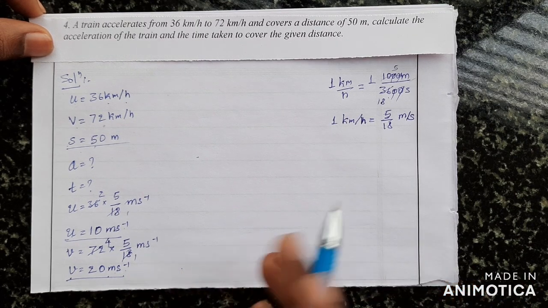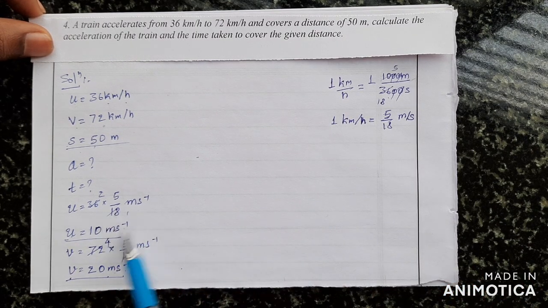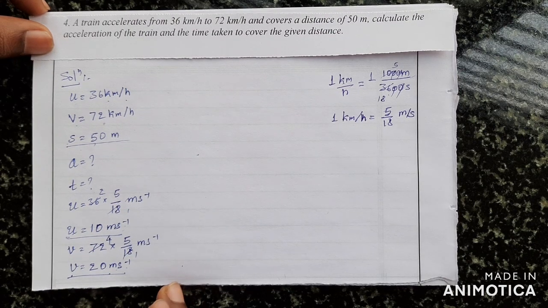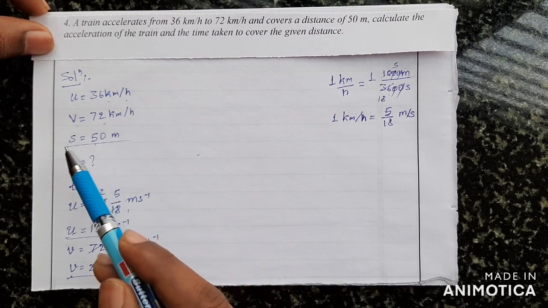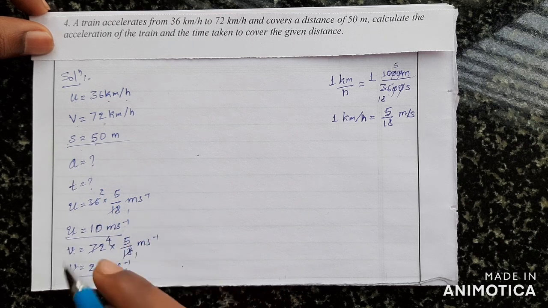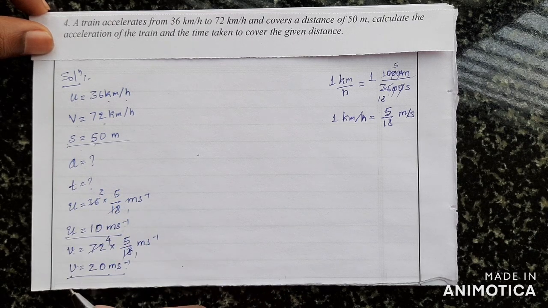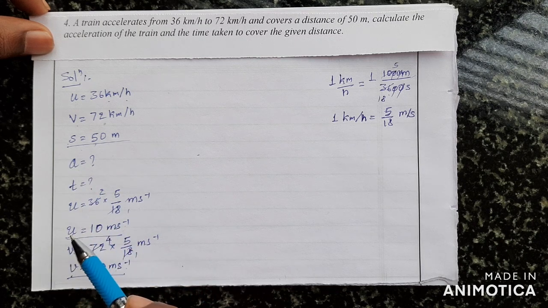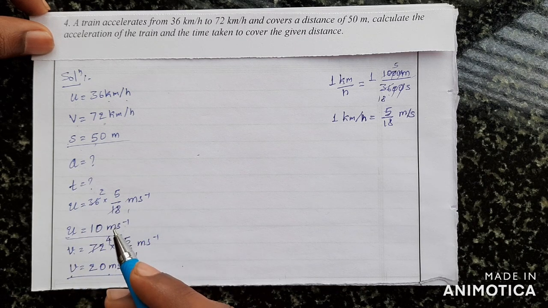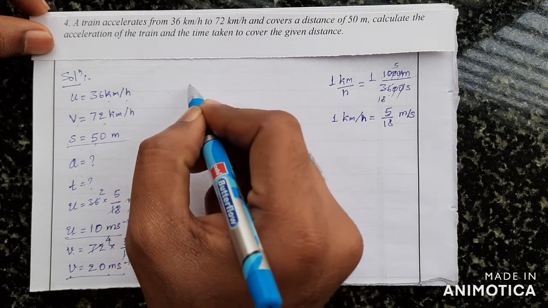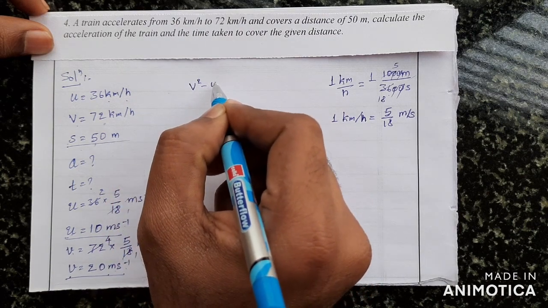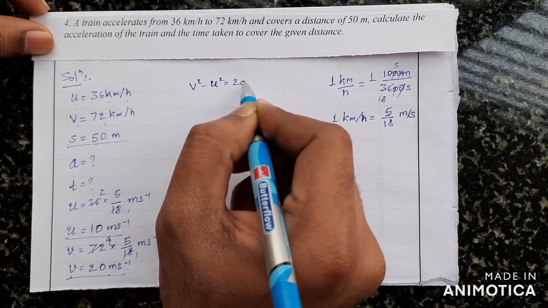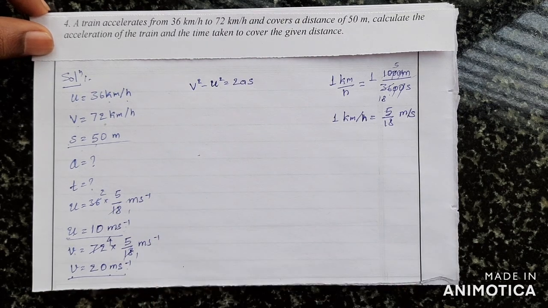So now we shall go for calculation. What do we need to find? A. What are we given? We are given S, V and U. Is there a formula which will connect S, A, V and U? Yes, we do have it. V squared minus U squared is equal to 2AS. Right? This is the formula.